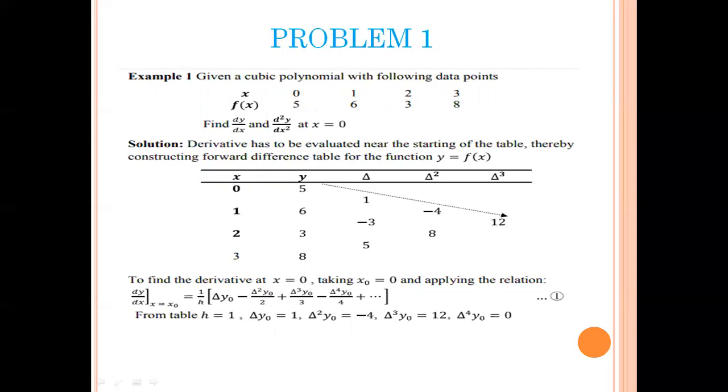Already we found the forward difference table in the previous video lecture. The delta y values are calculated as 6 minus 5 is equal to 1, 3 minus 6 is minus 3, 8 minus 3 is 5. And the delta square values are calculated as minus 3 minus 1 is minus 4, 5 minus of minus 3 is 8. And delta cube y naught is 8 minus of minus 4, which is equal to 12.